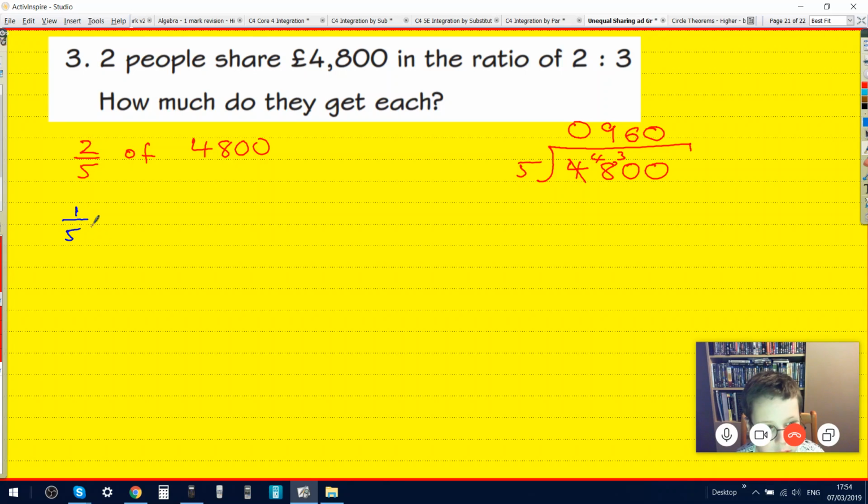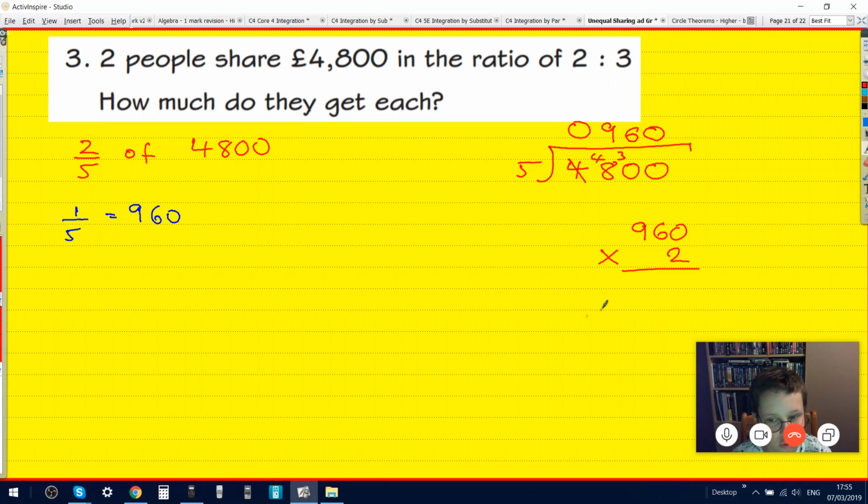So that's 1/5 of 4,800. But we need to work out 2/5, so we need to double 960. And so double 960 is 1,920. So 2/5 is 1,920. And so how would you get the other one?